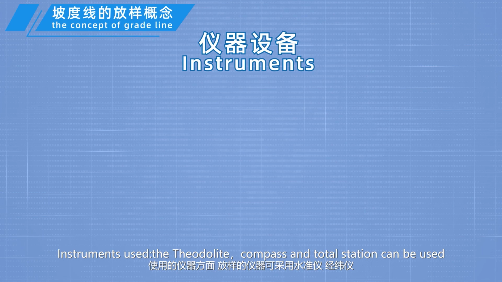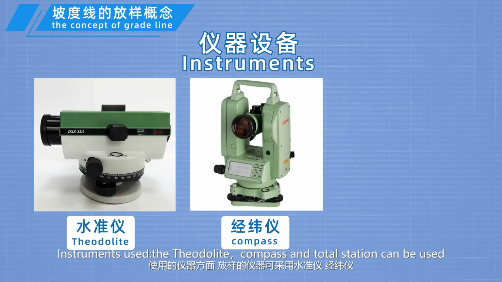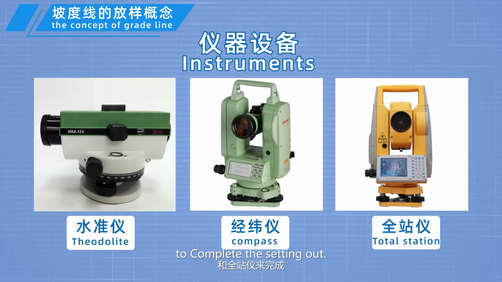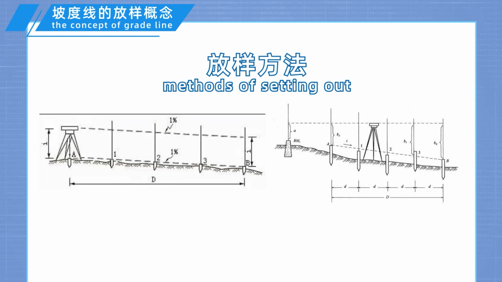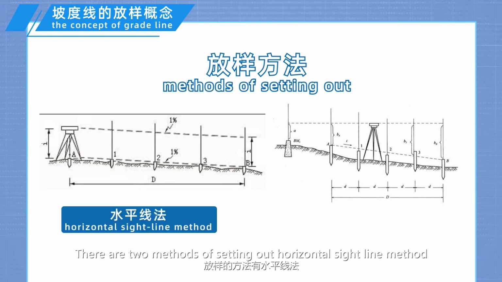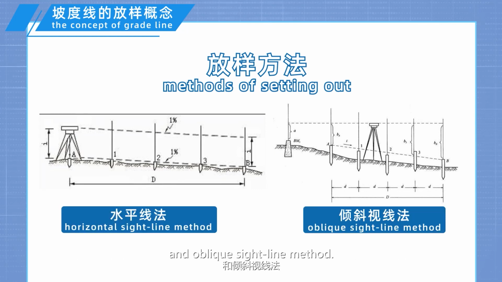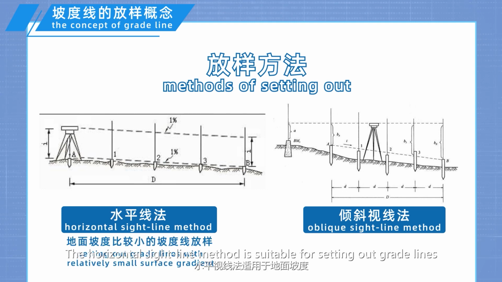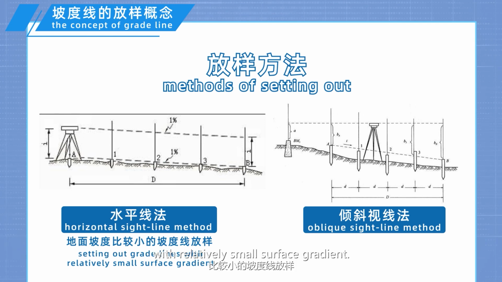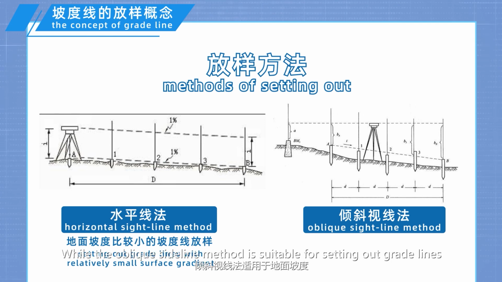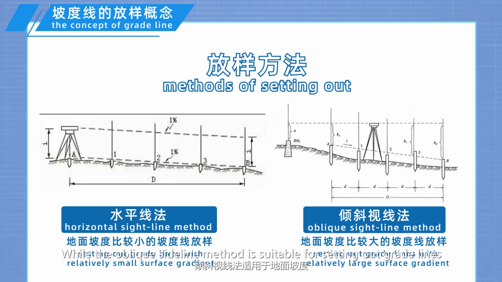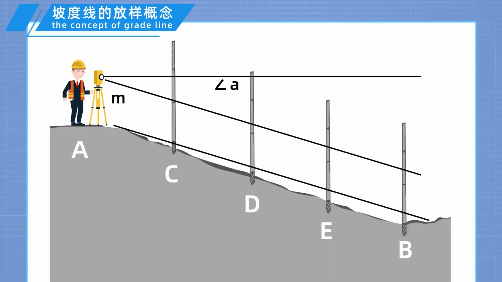Instruments used. Theodolite, compass, and total station can be used to complete the setting out. There are two methods of setting out: horizontal sightline method and oblique sightline method. The horizontal sightline method is suitable for setting out grade lines with relatively small surface gradient, while the oblique sightline method is suitable for setting out grade lines with relatively large surface gradient.